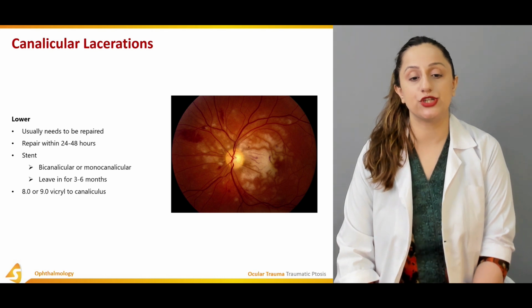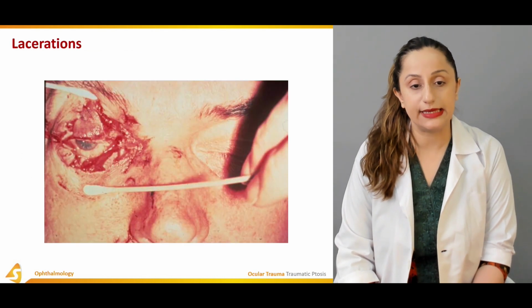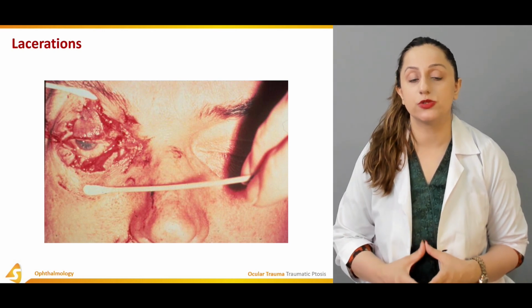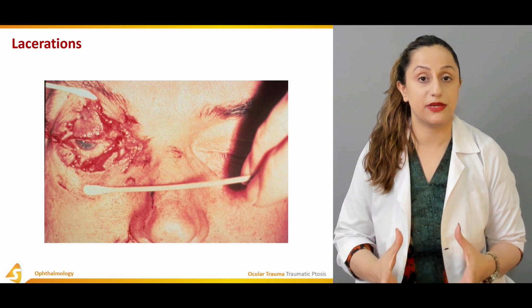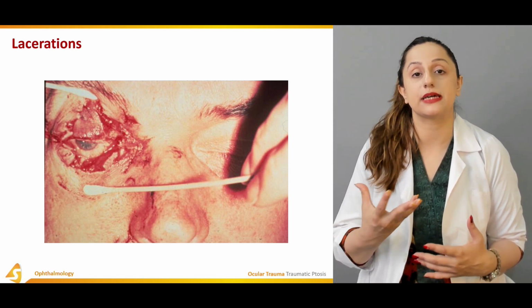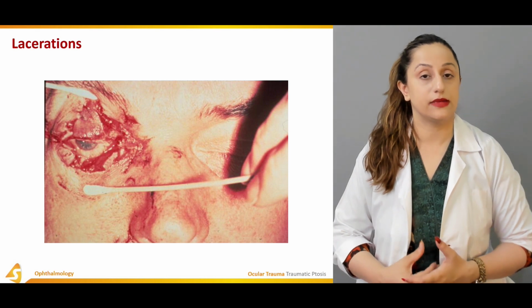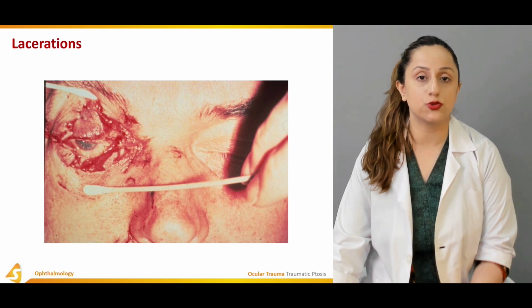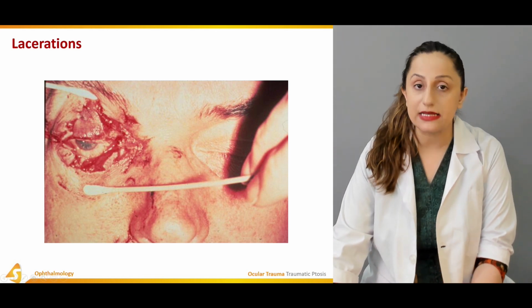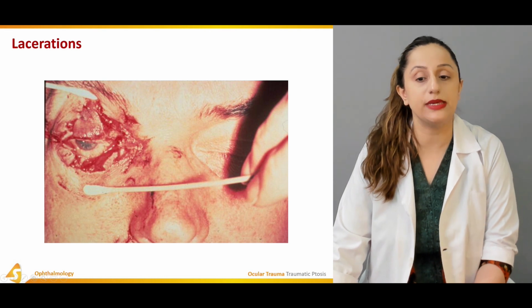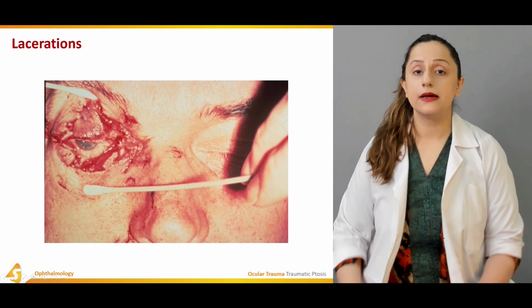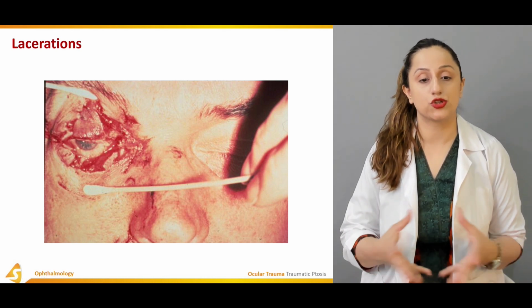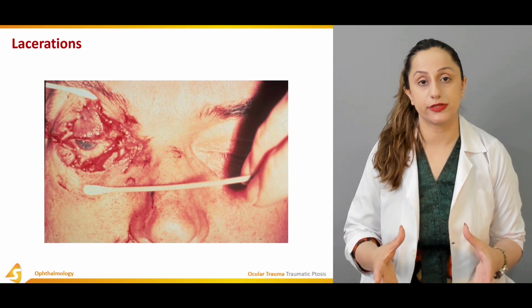8.0 or 9.0 Vicryl to the canaliculus is usually given. These are the particular lacerations that we can talk about. It can be involving the lids especially. It can be the upper eyelids, or even sometimes the lower eyelids are prone to these jagged lacerations. Sometimes it is blunt weapons that are responsible for these kinds of jagged lacerations. If it's a laceration, the weapon has to be blunt in this particular case. But sometimes you have sharp weapon injuries that are resulting in this sort of picture.